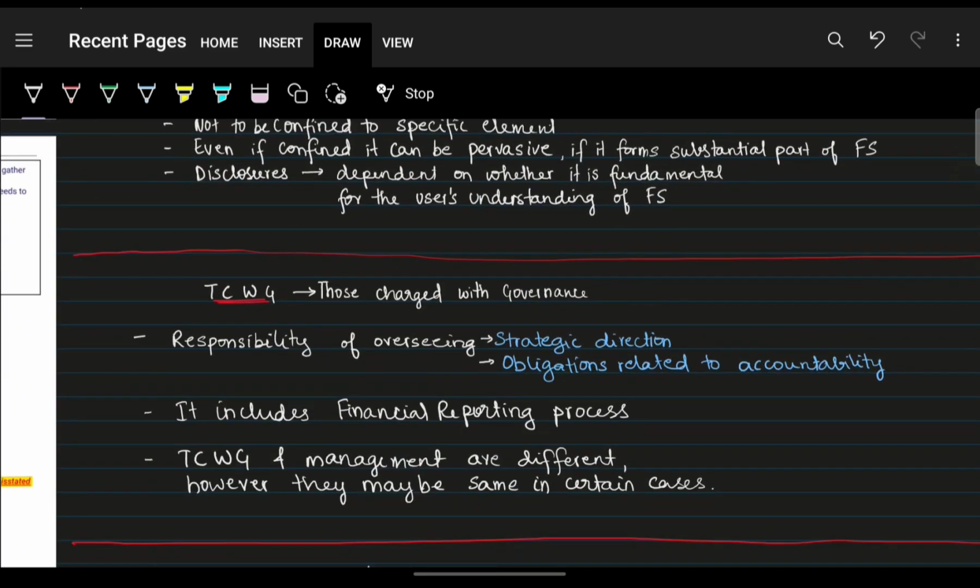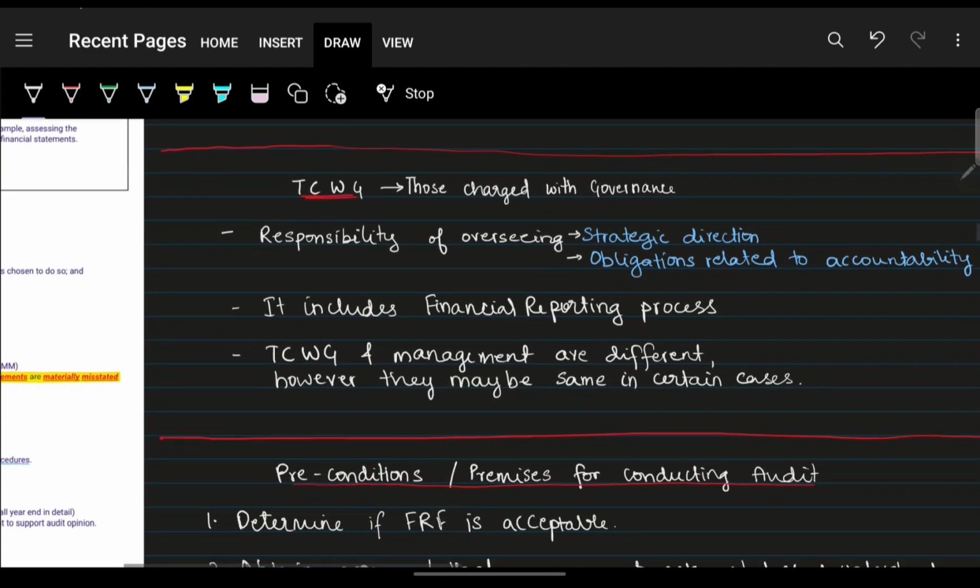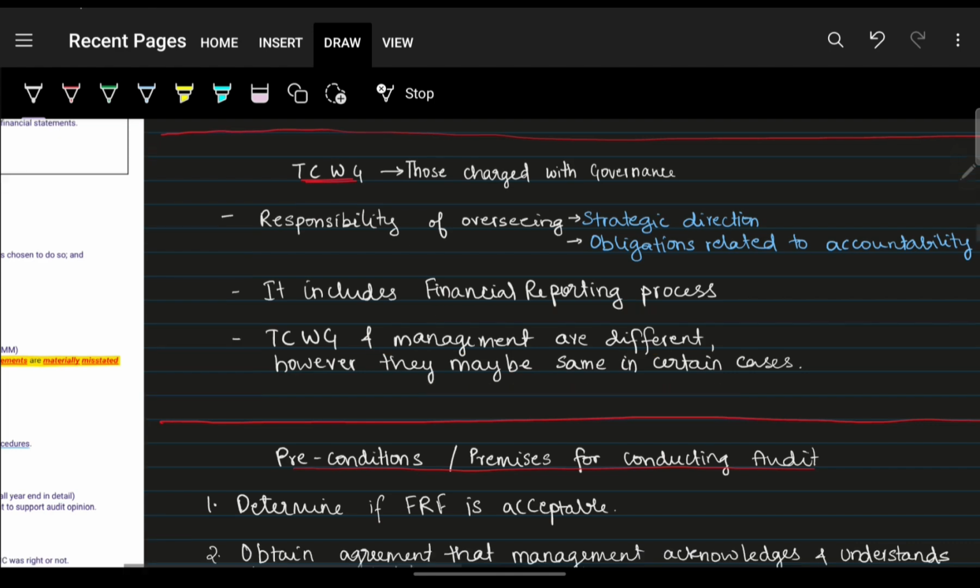Okay, next, moving on to those charged with governance. So who are those charged with governance? They have the responsibility of overseeing strategic decisions and obligations related to accountability. So they have to oversee the strategic direction and they have obligations related to the accountability of the entity. Next, it includes the financial reporting process. TCWG and management are different, however they may be the same in certain cases.